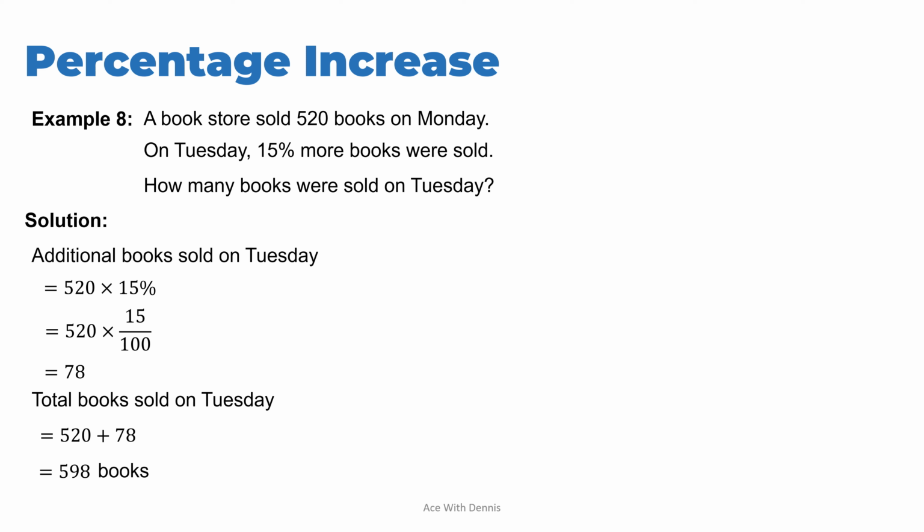Okay, so this is the first way we can get the answer, and it is a longer way because we have to find additional books first, right? And then we find the total books sold on Tuesday. So there's another way, the alternative way here. It will save you one step because we don't have to find additional books first, then find the total books. But you have to understand the concept first.